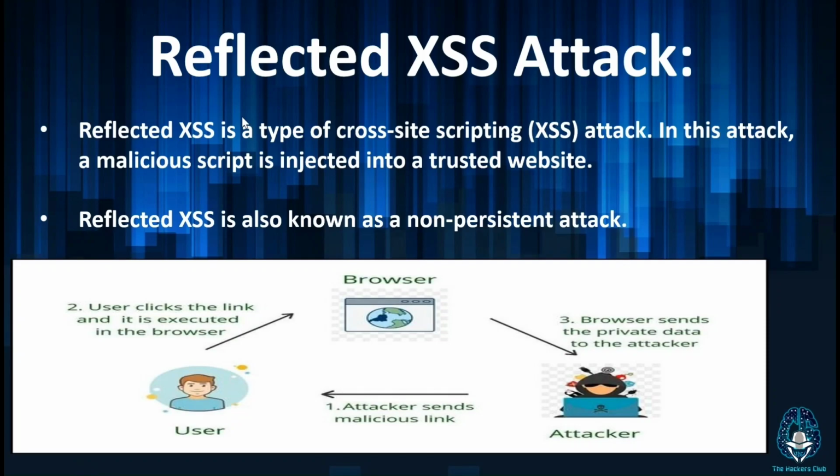We can refer to the diagram to understand better. So, first, the attacker sends a malicious link to the user. Then the user clicks the link and it is executed in the browser. After that, the browser sends the private data to the attacker. Some examples of reflected cross-site scripting are phishing attacks, search forms, etc.